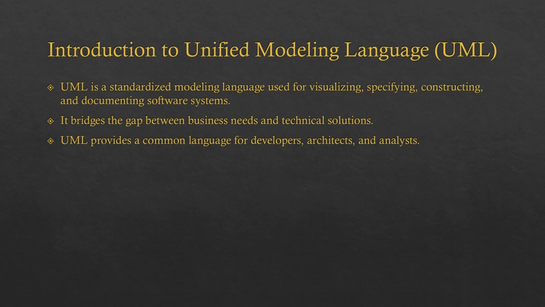UML, or Unified Modeling Language, is a standardized modeling language used to visualize, specify, construct, and document software systems. It serves as a bridge between technical teams and stakeholders, providing a common ground for communicating complex system designs. UML helps document both static and dynamic aspects of a system, ensuring that the design process is understood by everyone involved.